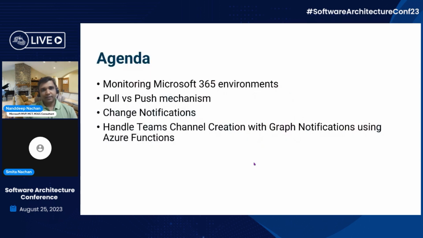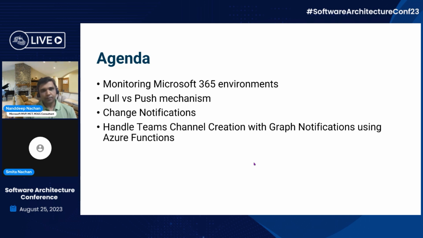All right, so the agenda is that we will quickly see the importance of monitoring the Microsoft 365 environment, why we should monitor it, and what mechanisms we can use to monitor. Among those mechanisms, pull and push mechanisms are the most used. So we'll also see what is meant by pull mechanism and push mechanism, and then we will mainly focus on change notifications. Here we'll be specifically talking about Graph APIs.